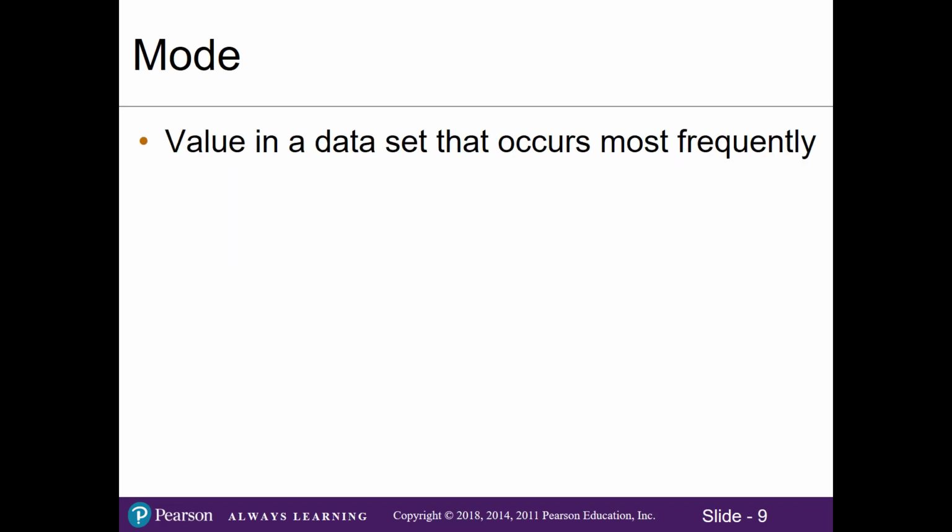Now let's talk about the mode. The mode is a number in our data set that occurs most frequently. It may not always have a mode in our data set, but when there is, we want to find out.